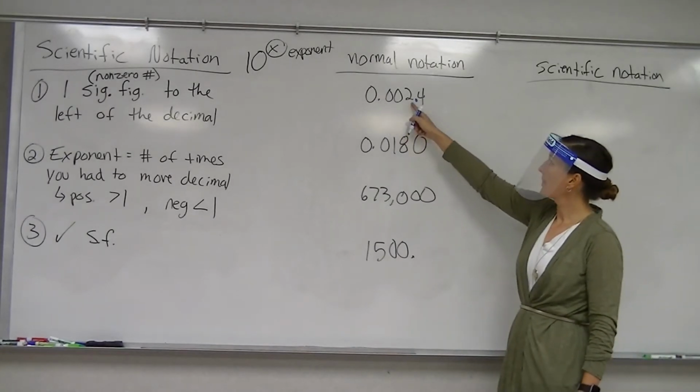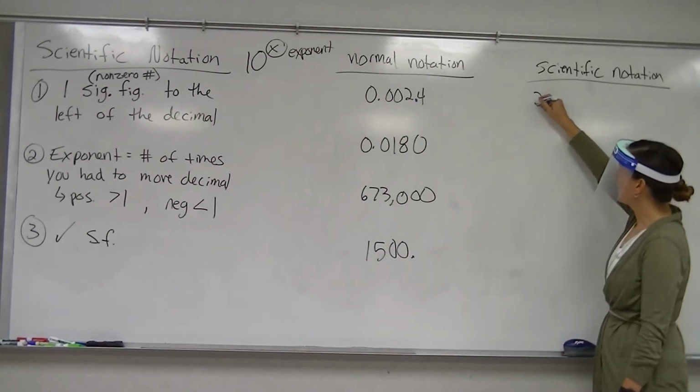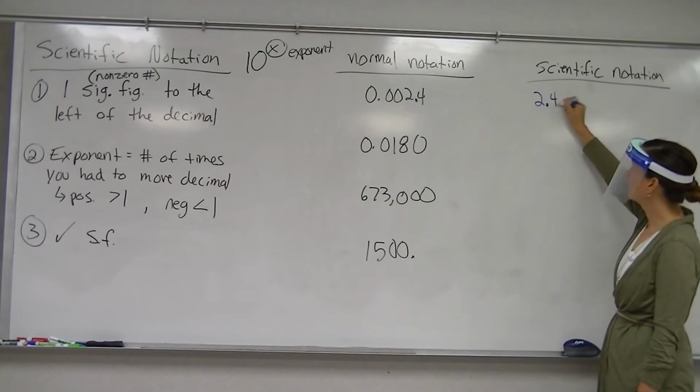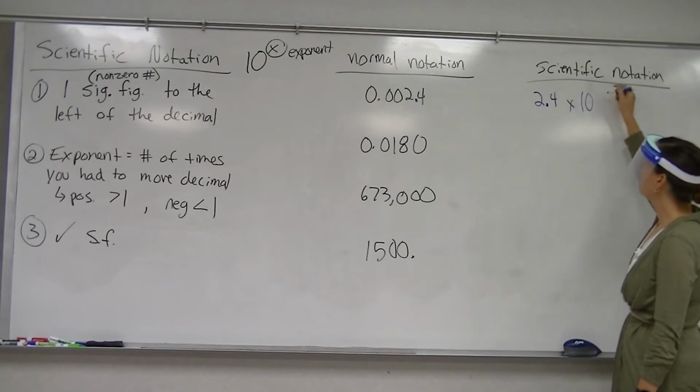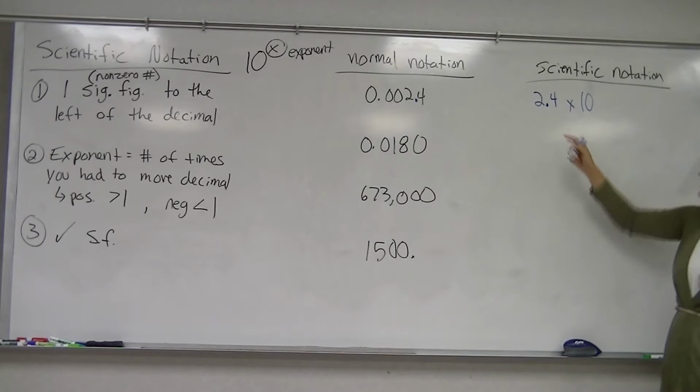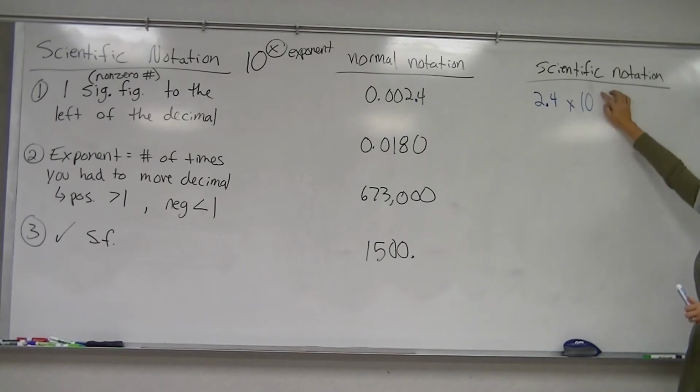So that means I'm going to start writing that my new scientific notation is going to be 2.4 times 10 to the, now this is the part we need to figure out using the next rule. This is the exponent part. So what is my exponent going to be?